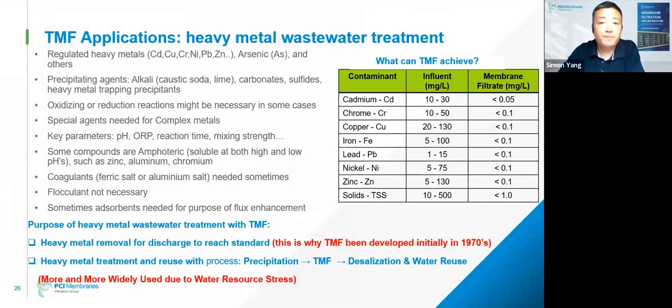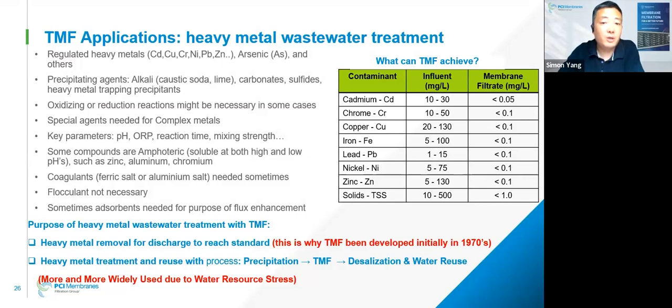First one is the heavy metal wastewater. Various regulated heavy metals can be precipitated and then separated with TMF, such as cadmium, copper, chrome, nickel, lead, zinc, arsenic, and others. Precipitants could be alkali or sometimes carbonate, sulfide. Sometimes some coagulant is needed.